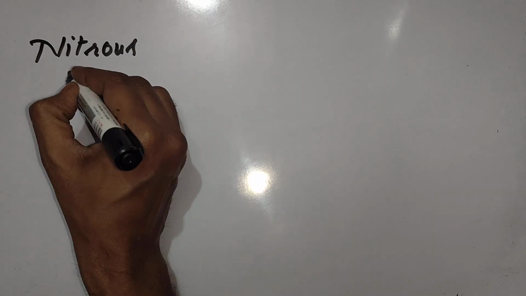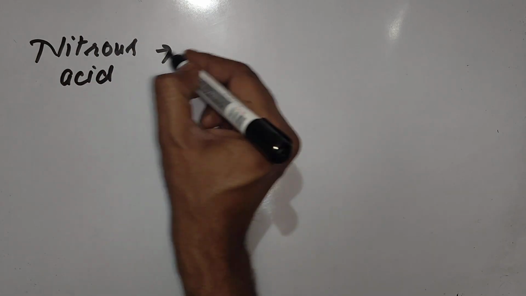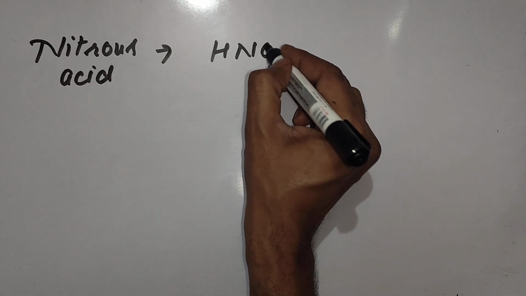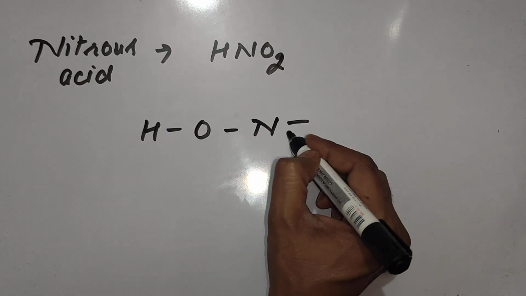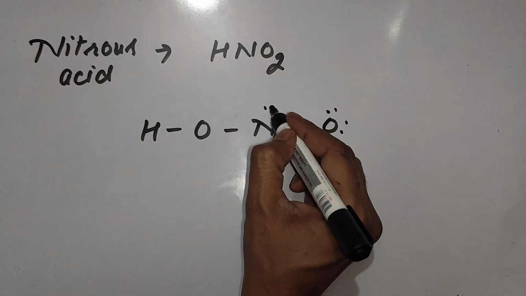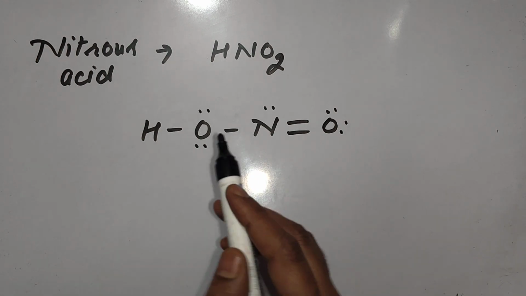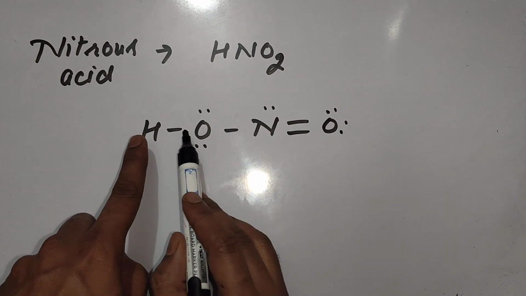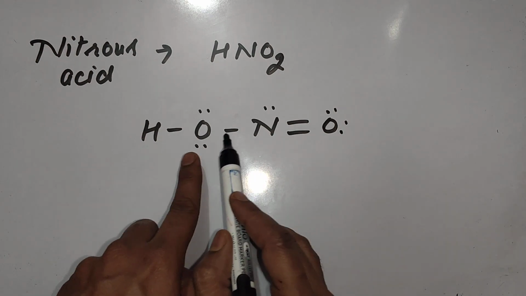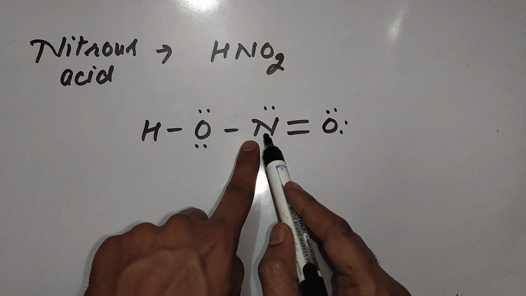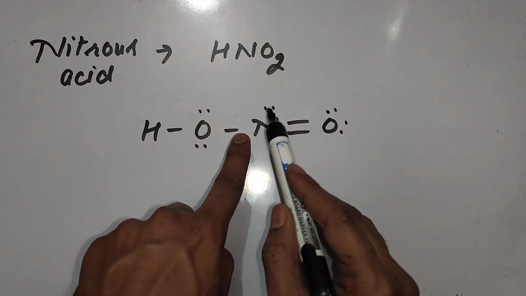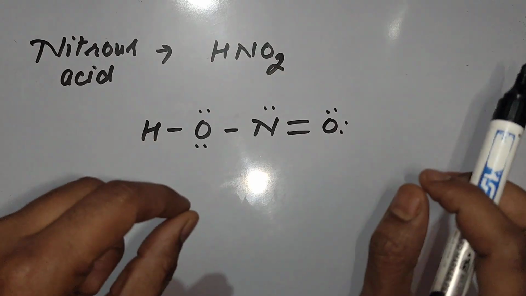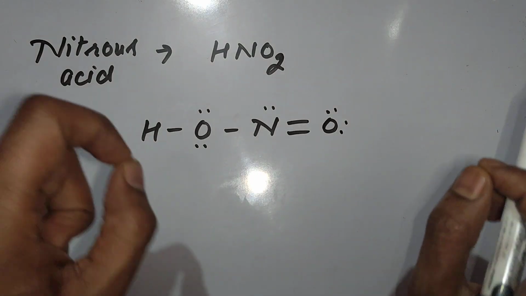Nitrous acid. The formula is HNO2. Bonding is this. Hydrogen is connected with oxygen with a single bond. This oxygen is connected with nitrogen with a sigma single bond. And this nitrogen is further connected with a double bond with this oxygen. One lone pair on nitrogen, two lone pairs on oxygen. This is HNO2, nitrous acid.